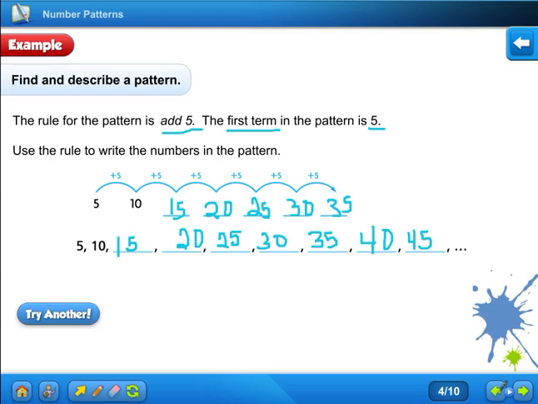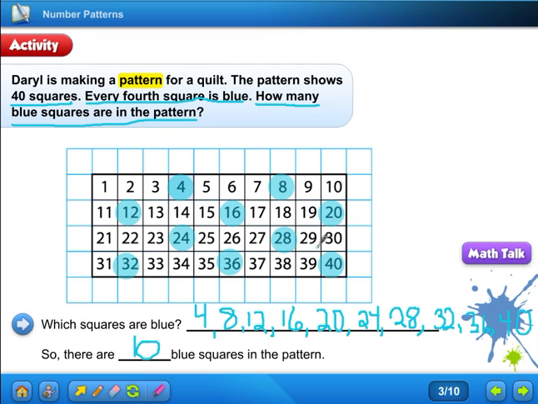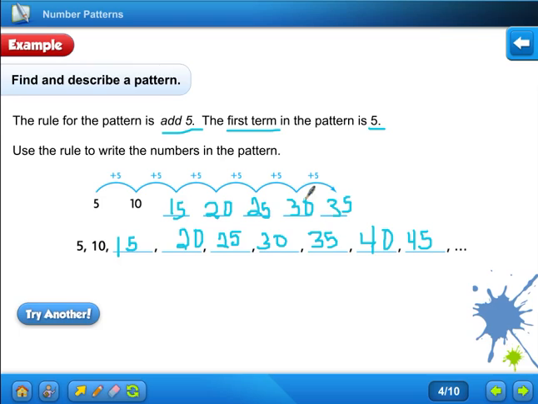So this way, they drew them, listed all the numbers, and then filled in which ones were blue. And they also told you there was 40 squares, so you knew where to end. This one, they wrote them just out. They didn't write all the numbers. They just wrote the numbers that were in the pattern. And they don't tell you where they end.